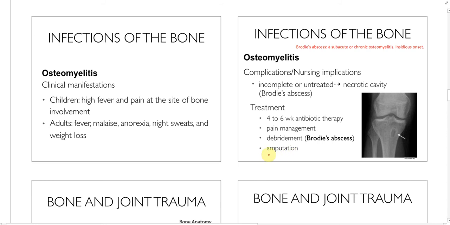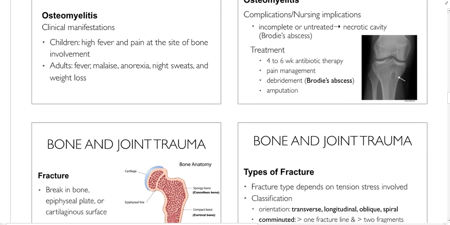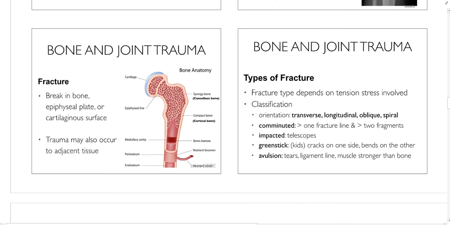If it's really, really bad and there's not much of a chance of being able to salvage the limb, then they may have to resort to amputation. So a fracture is a break in a bone, it's a broken leg or arm or whatever. It can also occur at the epiphyseal plate or at cartilaginous surfaces. And of course, we're likely to be experiencing some trauma to adjacent tissue if we're talking about like a compound fracture or some other kind of fracture that's more significantly traumatic.